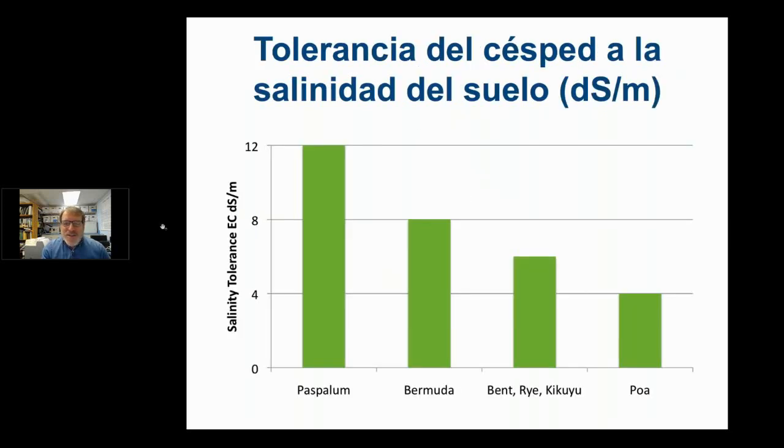Just a reminder again, because this is where it all comes together, is that you're really looking at soil salinity and trying to figure out how to keep it within the range of the turf tolerance. And these levels are, again, 4 for Poa, 6 for bentgrass, 8 for Bermuda, 12 for Paspalum.